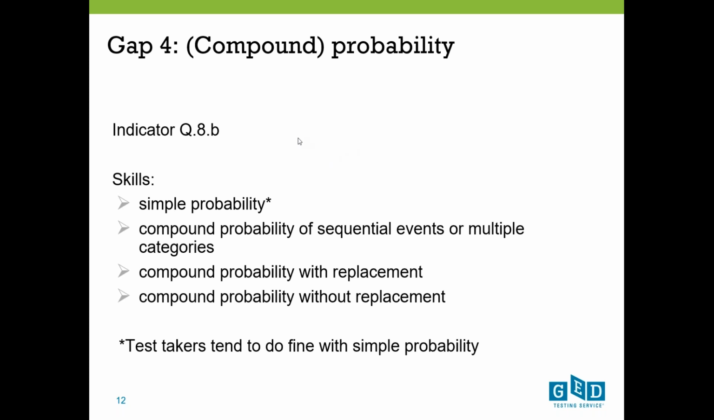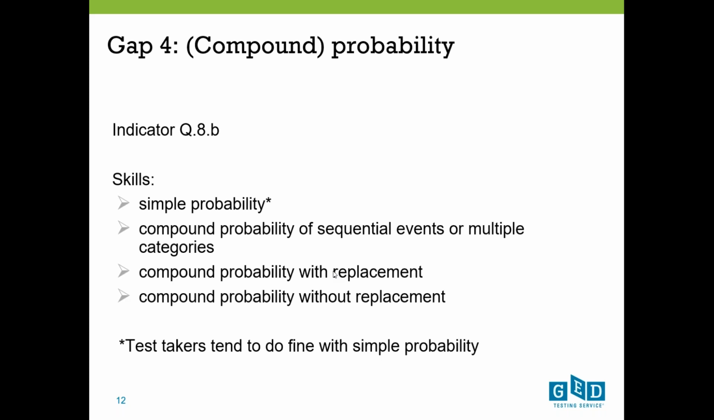Okay, gap 4, continuing from gaps 1, 2, 3 from the October session, is compound probability, which is an indicator Q8B. And this is where I call back to the handouts that were given out in the first session in October. There is a copy of the assessment framework, which lists all the indicators and the language thereof.